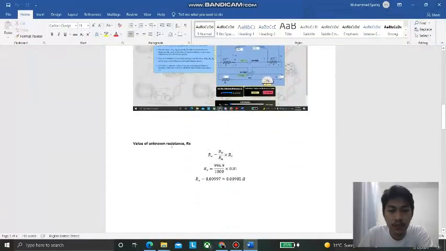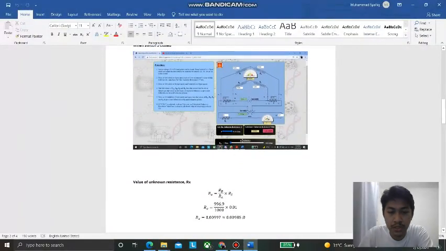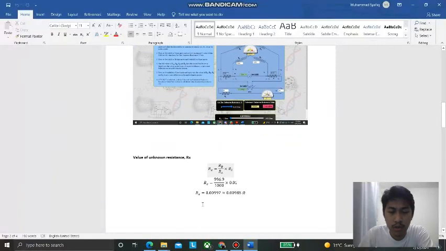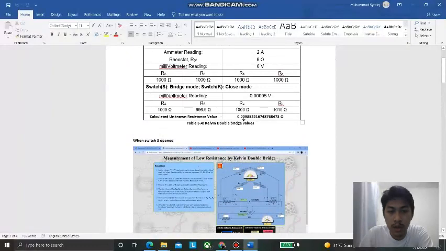And next, this is the value of unknown resistance Rx. So we use the formula Rx equal to RB over RA times Rs. For this experiment, our Rs is 0.01 ohms and our RB is 996.9 and our RA is 1000. So we calculated and found that our Rx is 0.00997, which is the same as the calculated unknown resistance value in the simulation, which is 0.00985.